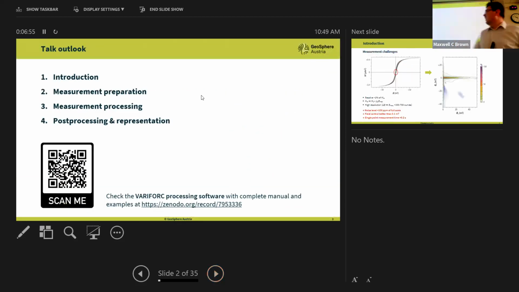Okay, so this is the outline of my talk. There is a brief introduction, then I will speak about preparing your measurements, then about processing, and finally post-processing and representation. All the examples shown here have been performed with FORC, that's my processing software, so you can scan the code and access it. There is a very complete manual, so if you don't understand details of the talk, don't worry. The technical details are explained in the manual, and there are also examples.